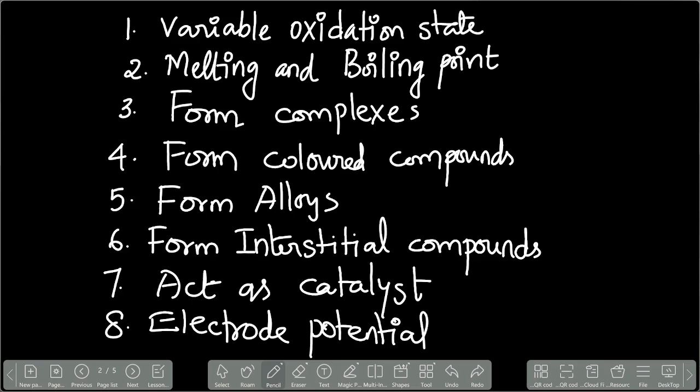Transition elements show variable oxidation states. And sometimes you may be asked to compare the boiling point and melting point. Actually, the maximum melting point, because we are studying metals, right? So melting point only. You will be given two metals, one with a low melting point and the other with a high melting point. Or else, in general trends, the melting point is very high. Like that you may get questions.